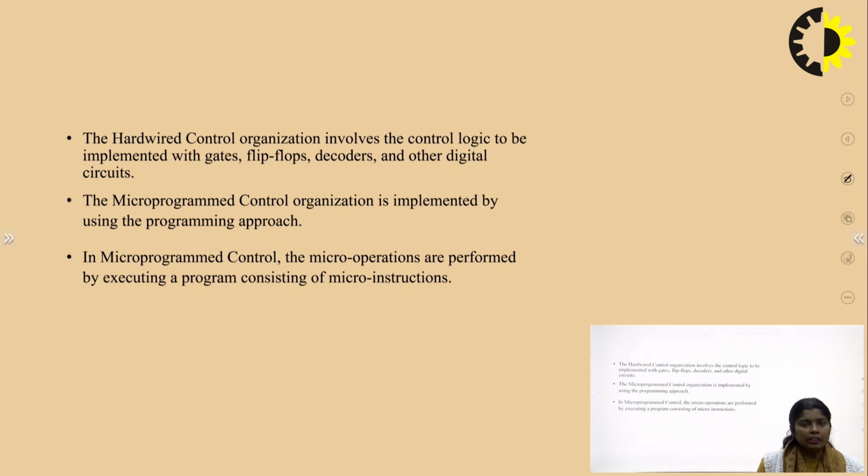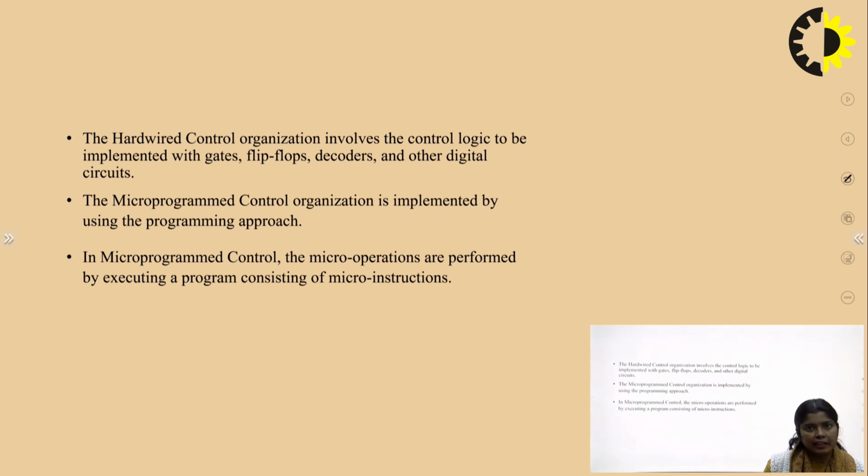So what is a hardwired control unit? When the control unit is designed with the help of combinational circuits or sequential circuits, it is called a hardwired control unit. Combinational circuits are like encoder, decoder, multiplexer, demultiplexer, and a sequential circuit is like a flip-flop. When the control unit is designed with the help of all these control logics, then it is called a hardwired control unit.